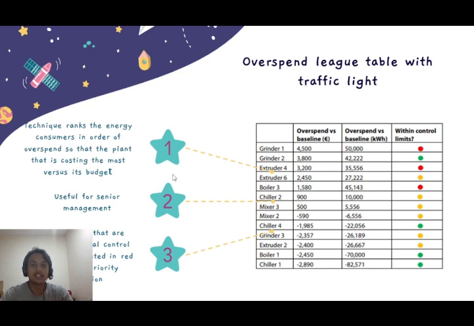It's about overspend league table with traffic light. First, this is a technique to show which energy consumer is overspending, so that the plant that is costing the most versus its budget is identified. Useful for senior management, with variances that are outside the normal control limit highlighted in red or green for priority investigation.